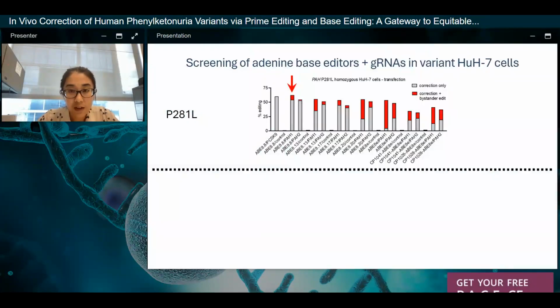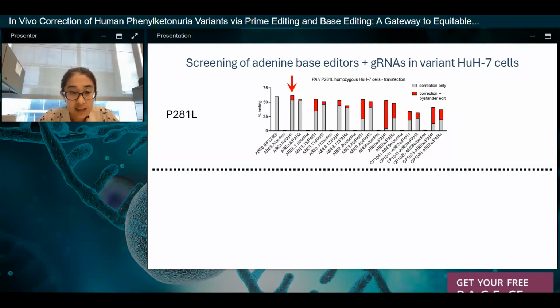Now that we have the P281L homozygous cells, we can easily screen editing activity with different base editors in combination with candidate guide RNAs. The green portions of bars here in the graph indicate outcomes with the desired on-target editing, the correction of the P281L mutation, and the red portions of the bars here indicate the undesired bystander editing.